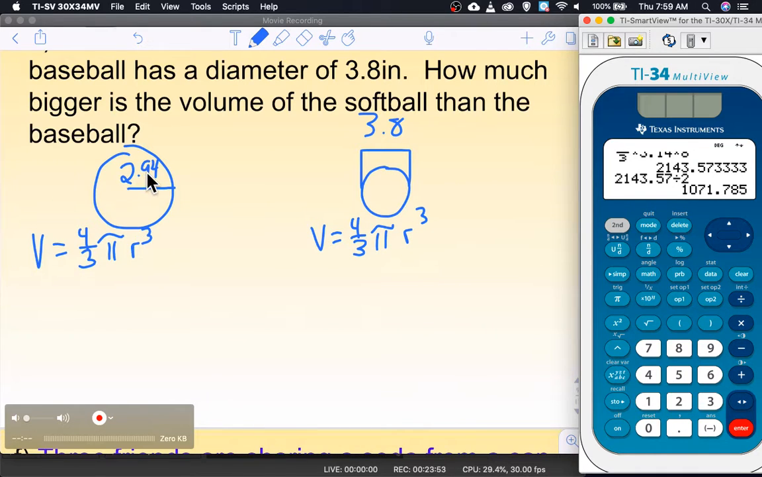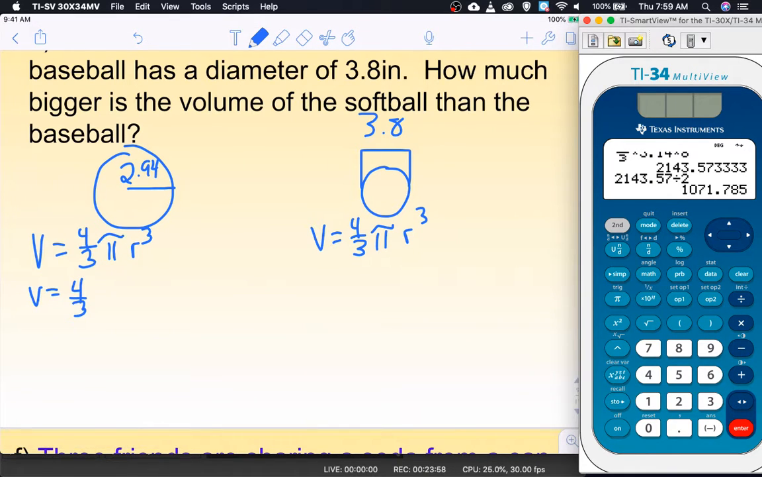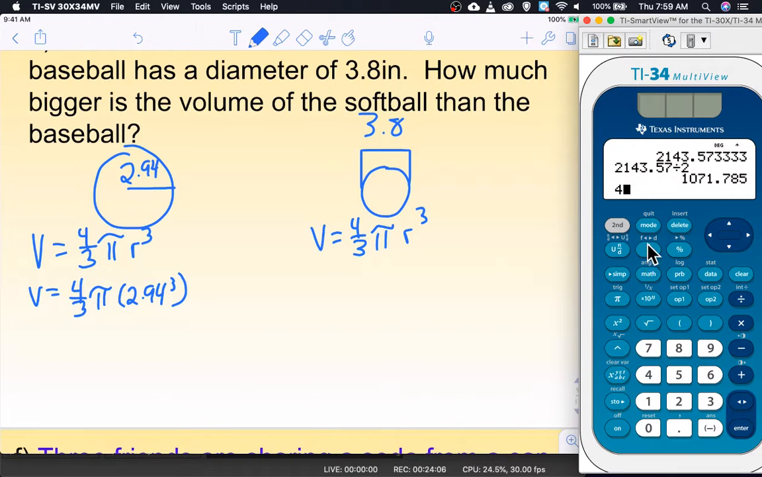Now the first one is fairly easy because that's already a radius. So I can plug it in and start typing numbers. 4/3 pi 2.94 cubed. 4/3, oopsie, delete, times pi times 2.94 cubed equals. I did a quick double check of my calculator, so I paused. I was looking at this and making sure everything matched up the way it should.